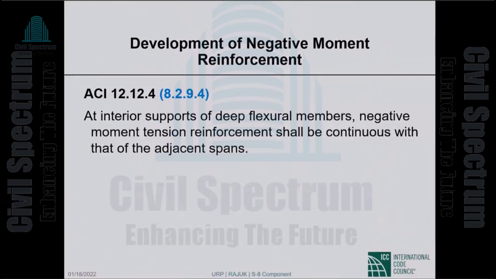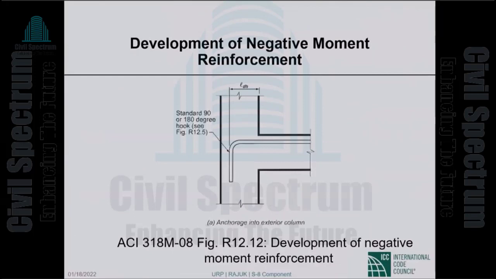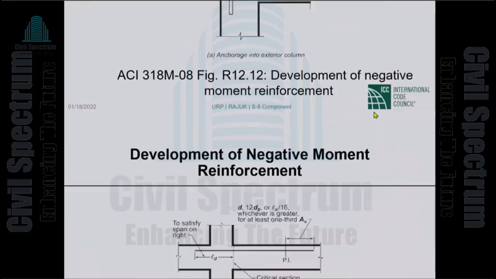At interior, this is now deep flexural members. At interior supports of deep flexural members, negative moment tension reinforcement shall be continuous with that of the adjacent spans. That doesn't give you any choice. Just say it's continuous. So, development of negative moment reinforcement. This is a simple, straightforward picture. If you are terminating in this exterior column, all you need is hook bar development length, provided you have a standard hook at the end.